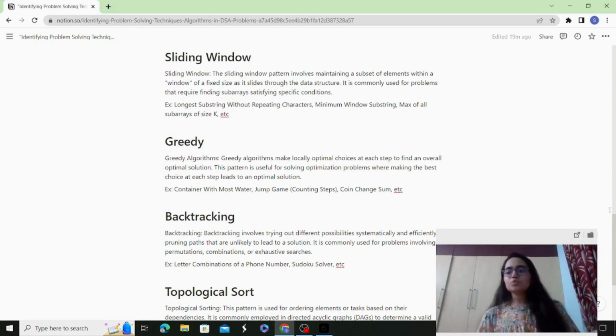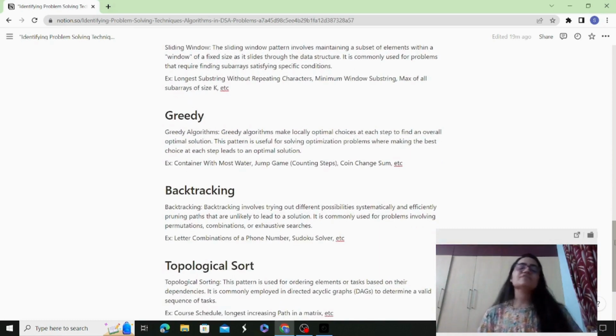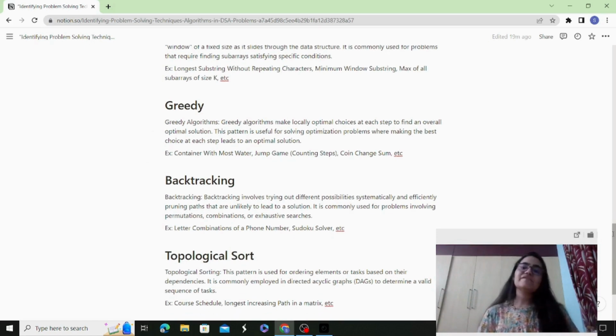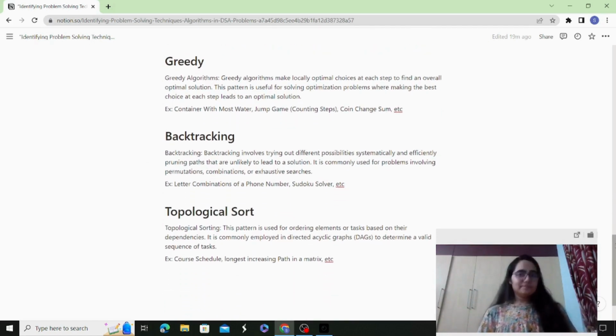Coming to the next, which is the greedy approach. Although it is recursive, there is a difference between DP and the greedy approach. I would not say that DP is always optimized. Yes, in most cases DP is optimized, but the greedy approach solves some problems, and some examples are container with most water, jump game, and the coin change sum problem on LeetCode. These are very famous. With greedy approaches you're making the locally most optimal choice at each step to find an overall optimal solution. So it is useful for solving optimization problems again. Making the best choice at each step leads to an optimal solution. So at every local step, you're finding the local optimal solution.